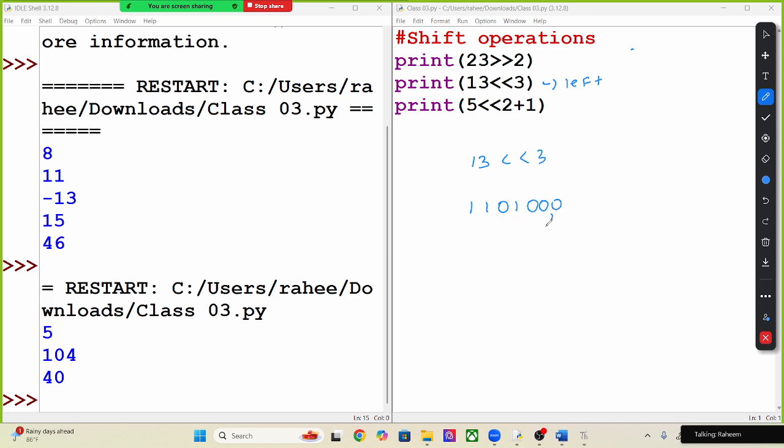After that you convert this part into decimal. How much is it? 1, 2, 4, 8, 16, 32, 64. 64 plus 32 is 96. 96 plus 8 is 104. Did you understand? So if you use left shift, it will always increase the value.